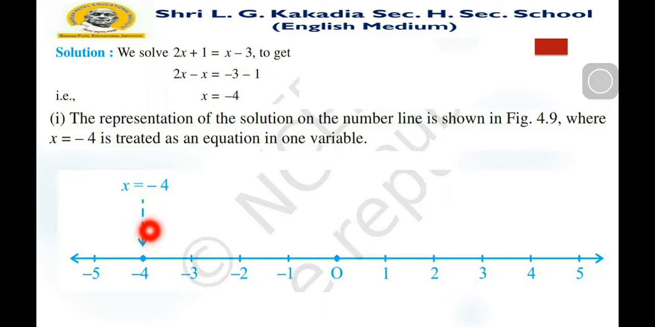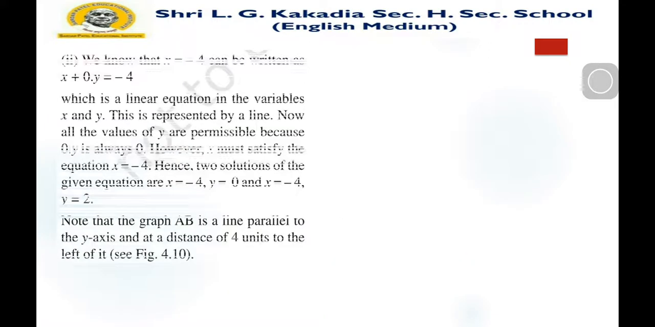Now we want to represent x is equal to minus 4 in a Cartesian plane. We know that x is equal to minus 4 can be written as the equation x plus 0y is equal to minus 4. As you know, the y variable is not given here, so we just multiply it with 0, and this equation is equal to that equation. So x plus 0y is equal to minus 4. Now we take values of x and y and check equality in this equation.